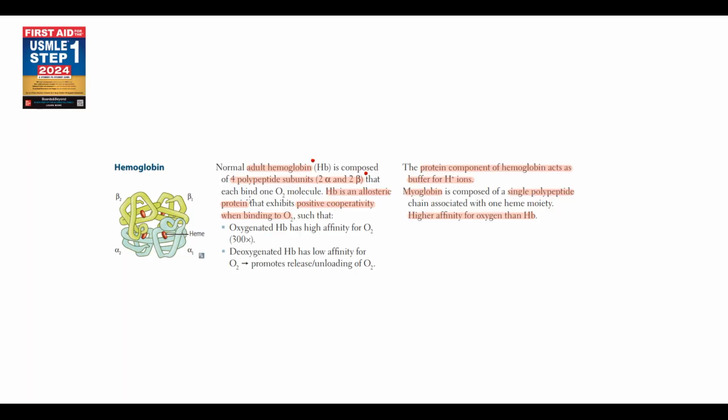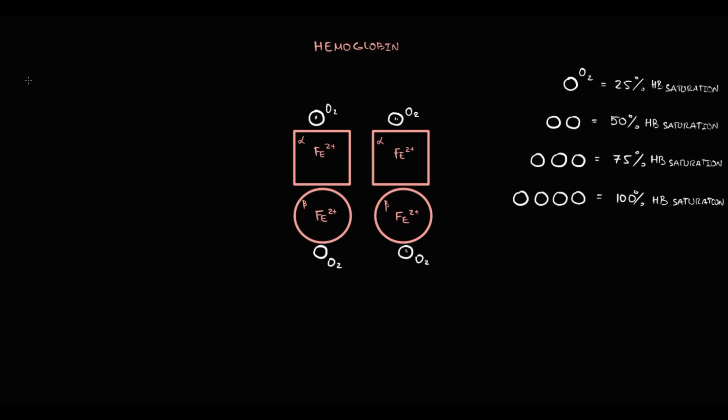The most important concept about hemoglobin for examinations is that hemoglobin is an allosteric protein. It has positive cooperativity in relation to oxygen. So let's explain this in more detail. First of all, what is an allosteric protein? An allosteric protein is one whose function or shape changes when a molecule, like oxygen, binds to it. This change affects how it interacts with additional molecules.